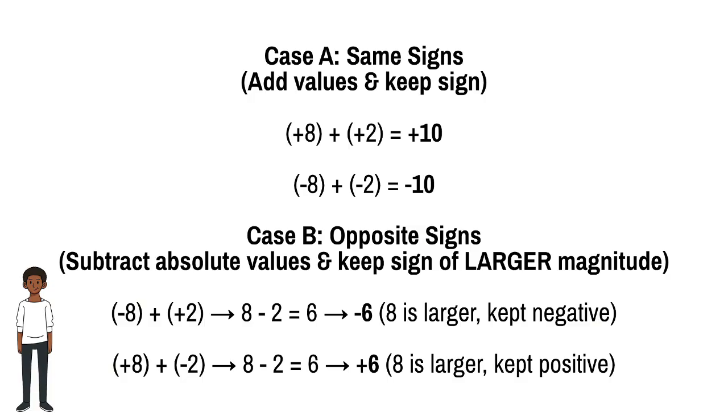Here's the two-step trick. First, temporarily ignore the signs and subtract the smaller value from the larger value. Second, attach the sign of the larger number, the number with the larger absolute value, to your answer. For negative 8 plus positive 2, subtract 8 minus 2 equals 6. Since 8 is larger than 2 and 8 was negative, the final answer is negative 6. For positive 8 plus negative 2, subtract 8 minus 2 equals 6. Since 8 is positive, the answer is positive 6.